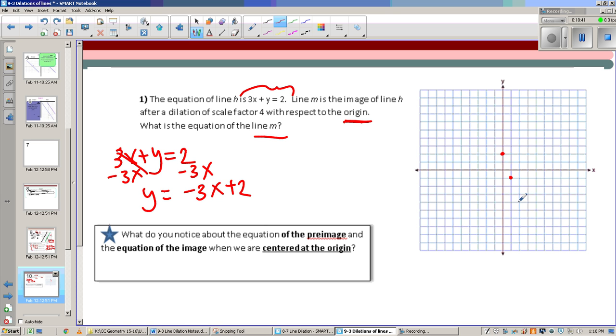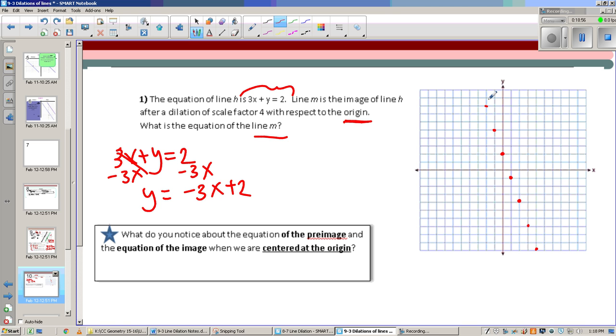Down 3, to the right 1. Up 3, to the left 1.